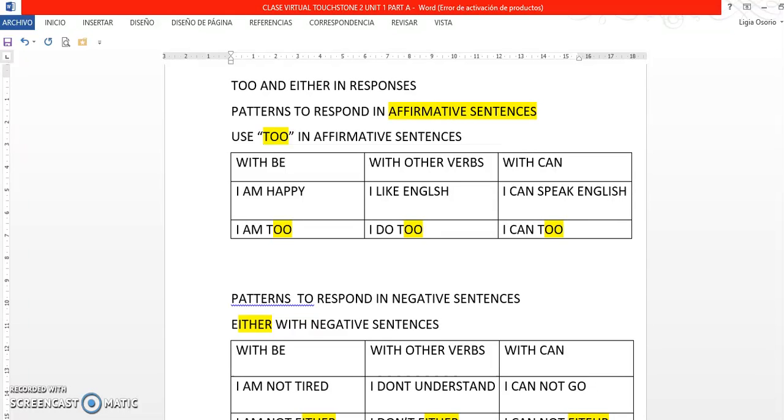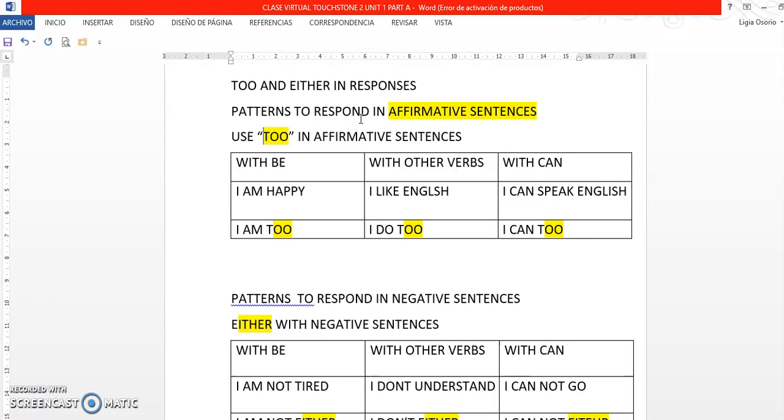Hi everybody. Today's class is going to be about how to respond with "too" and "either." As you can see here, we have "too," which means también, and "either," which means tampoco. We are going to use "too" and "either" in responses, okay? Well, patterns to respond in affirmative sentences.